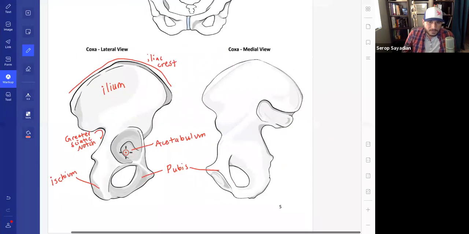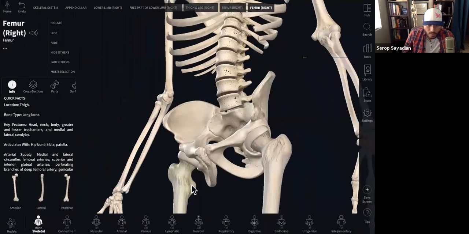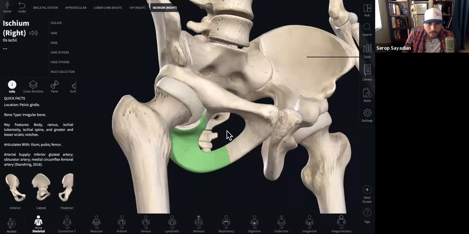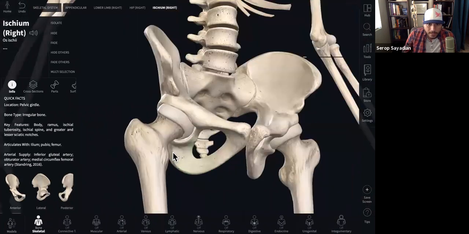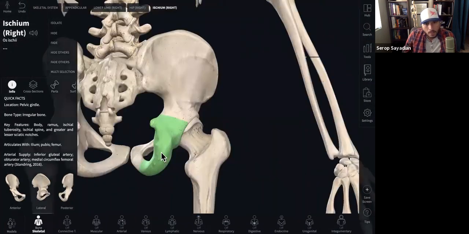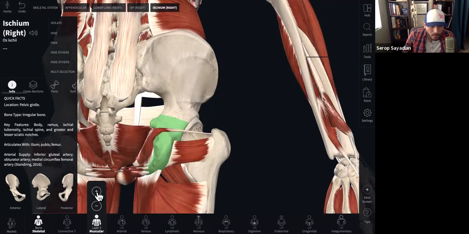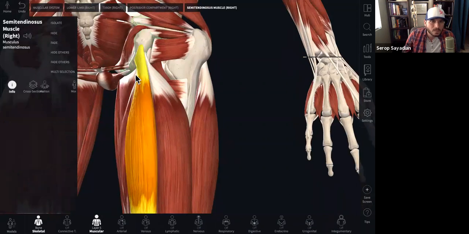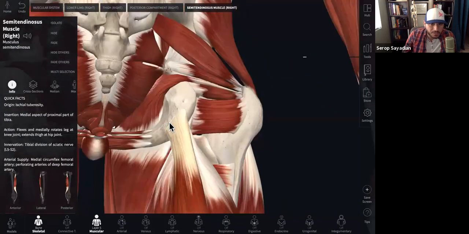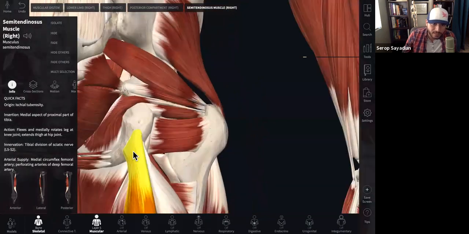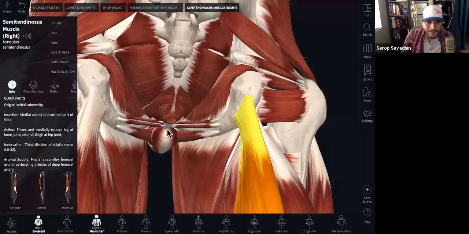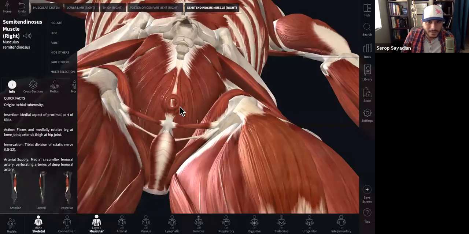Okay, so if you see, here's the obturator foramen, this hole. And then the ischial tuberosity is just this part where muscles will attach. I'll show you. Okay, here are the hamstrings. See how they're attaching to this ischial tuberosity, which is just the edge of that ischium. Look how complicated the muscles are. It's crazy.